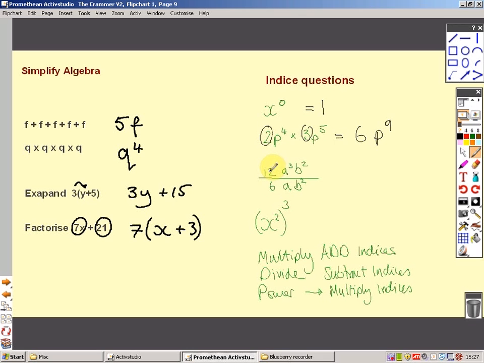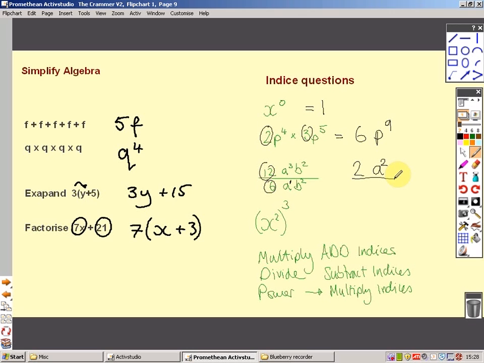Another question here. 12a cubed b squared divided by 6ab. Do the number first. 12 divided by 6, 2. a cubed divided by a. When we're dividing, we subtract the indices. And here, don't forget that a is just a to the power 1. So 3 take 1 is 2, a squared. And then 2 take 2 is 0. So we've got b to the 0, and we know that's 1, because anything to 0 is 1, so it's just 1, but we're already timesing anyway, so there is no b.